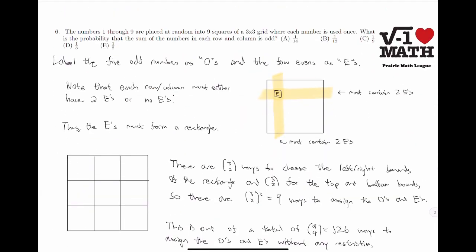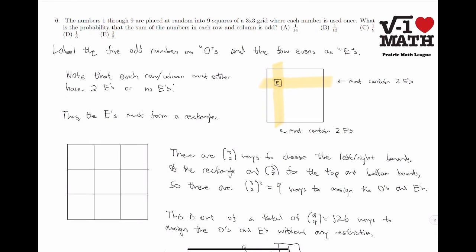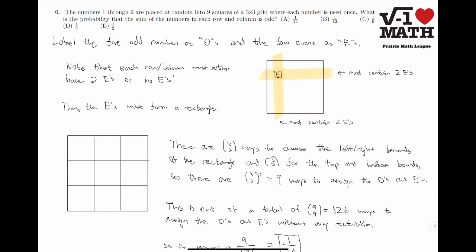Now we move on to problem number 6. In this problem, the numbers 1 through 9 are placed at random into 9 squares of a 3 by 3 grid, for instance this one here, where every number is used exactly once. What is the probability that the sum of the numbers in each row and column is odd?